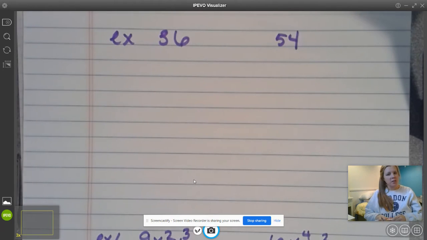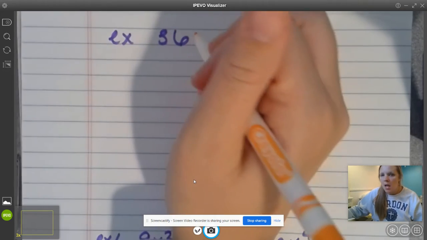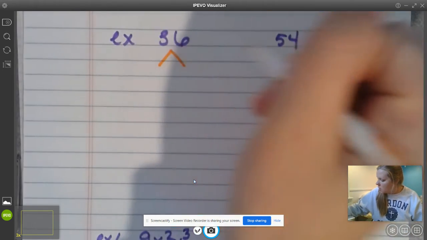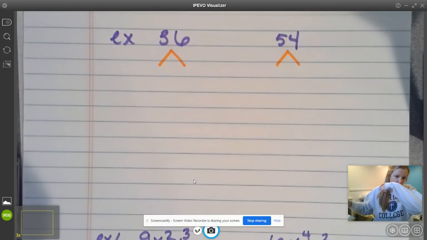Because really we've worked on greatest common factors in the 6th grade and in the 5th grade. So now that we're in pre-algebra, in the 7th grade we have the variables is what's new. So we're going to start by breaking down these numbers.